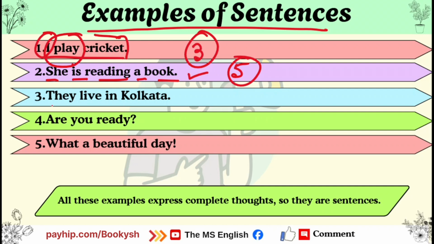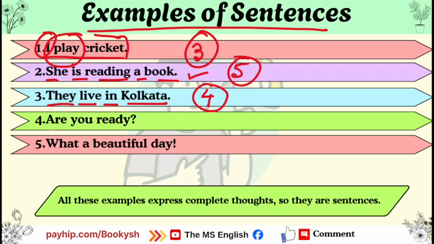In this sentence we can see here that they is a word, live is a word, in is a word, Kolkata is a word. So here we can see four words. This sentence has been formed with four words. They is subject and live is verb.